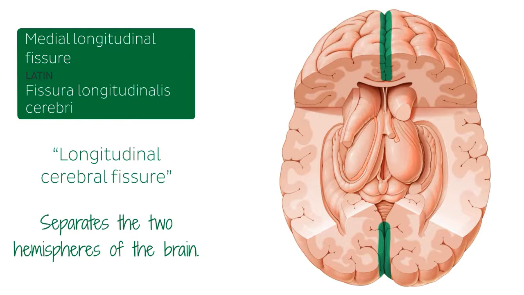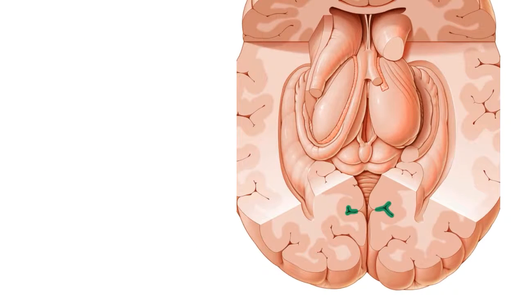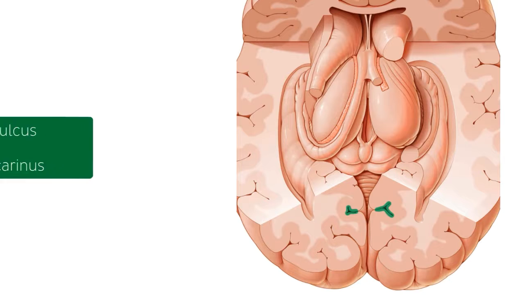In the depth of the longitudinal fissure lies the corpus callosum, as you can see a little bit here. And this fissure also houses the falx cerebri. The second important sulcus seen from this perspective is the sulcus located below the cuneus near the primary visual area, known as the calcarine sulcus.